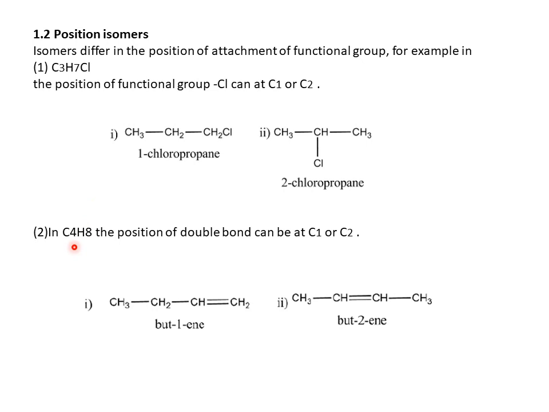Next one, C4H8. The formula C4H8 implies the presence of a double bond. Here the position of the double bond can be at a terminal, at one end of the chain, or can be at the middle of the chain. So 1-butene and 2-butene are examples of position isomers. Here the position of the double bond is different. In 1-butene, the position is at one terminal position, and in 2-butene, it is a middle position.